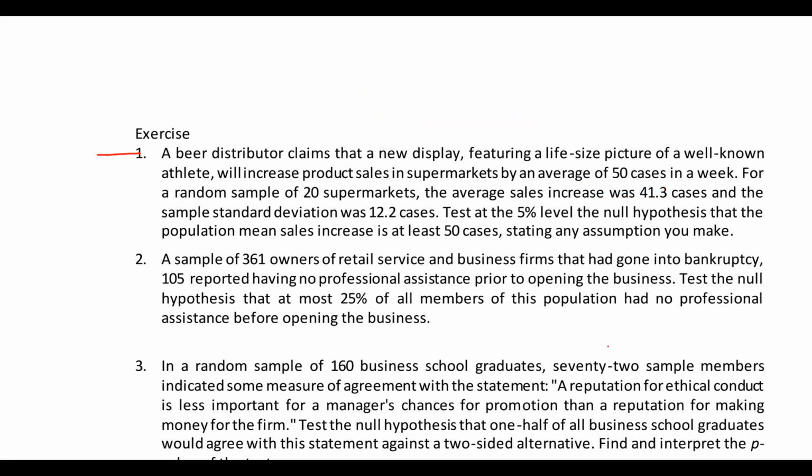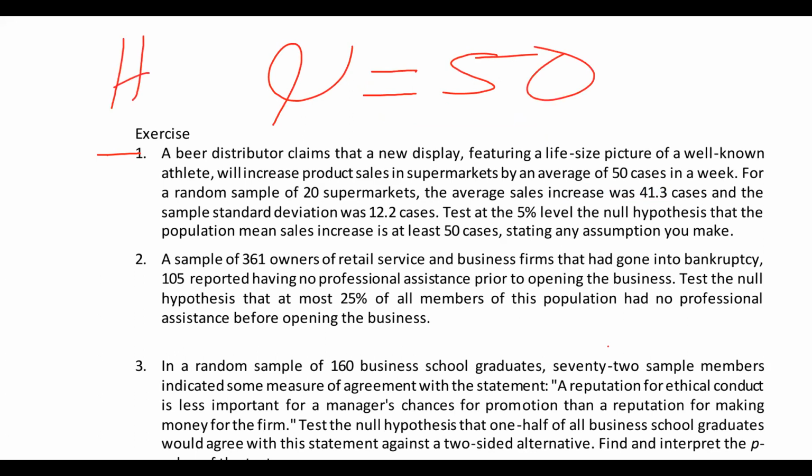So the population mean mu, we know that it is equal to what? To 50 already as a null hypothesis. Then they are saying that for a random sample of 20 supermarkets, what is this? This is a sample size, isn't it? Yes, sir. The sample size is 20. The average sales, what is this average now?